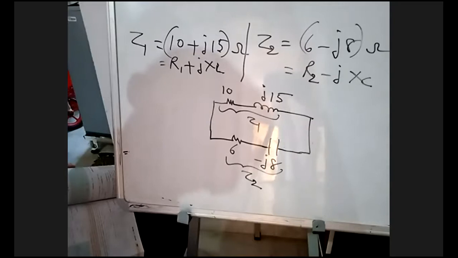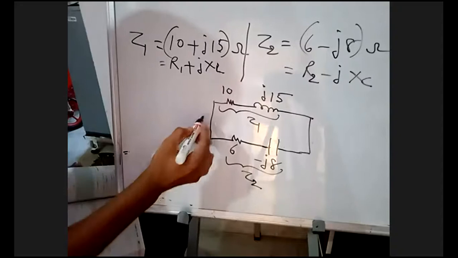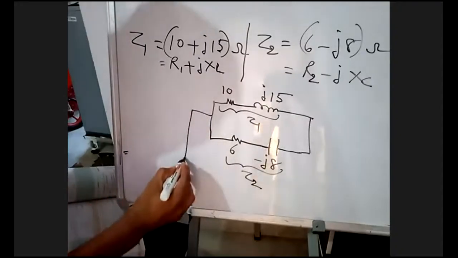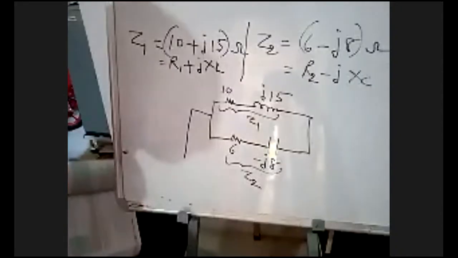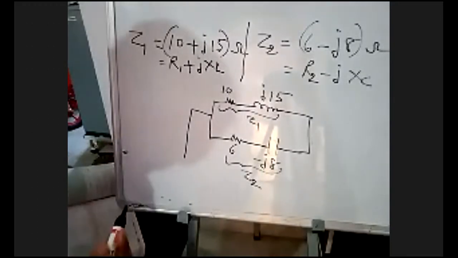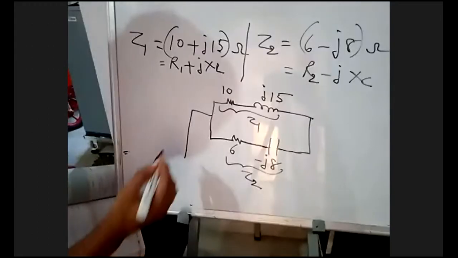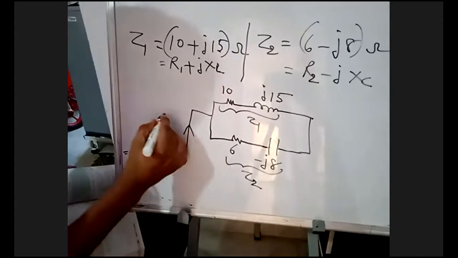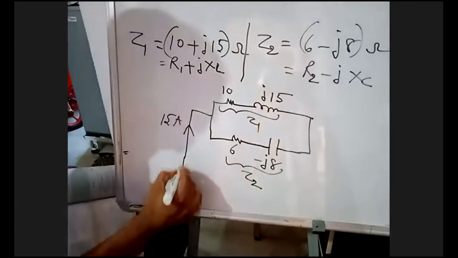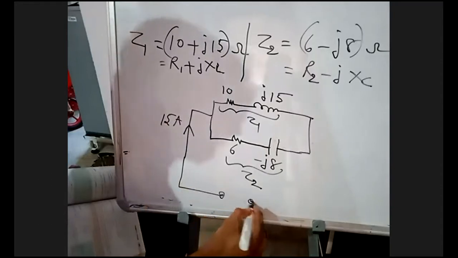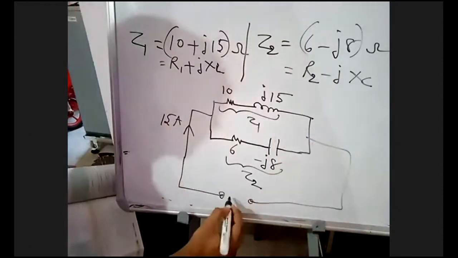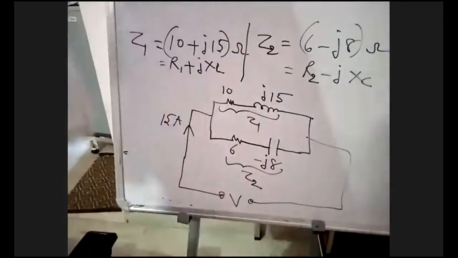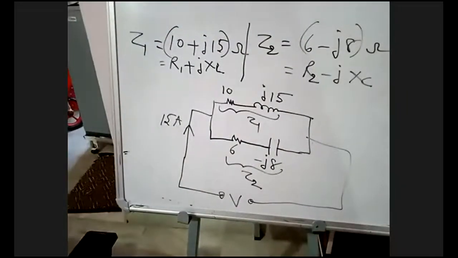And the total current supplied is 15 ampere. And this is connected across the supply voltage V. So this is the circuit diagram. Draw this circuit.